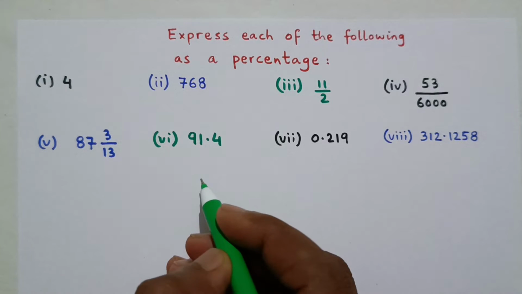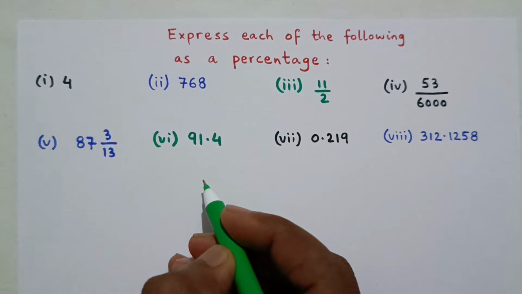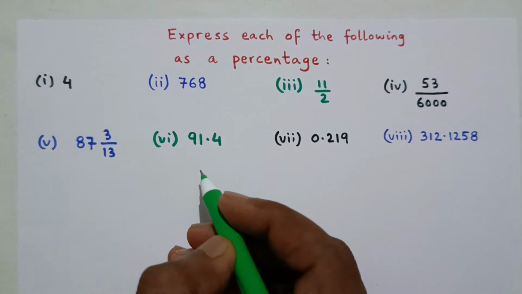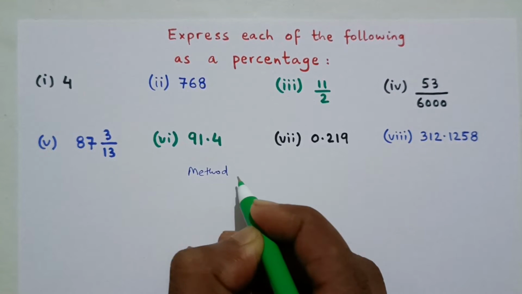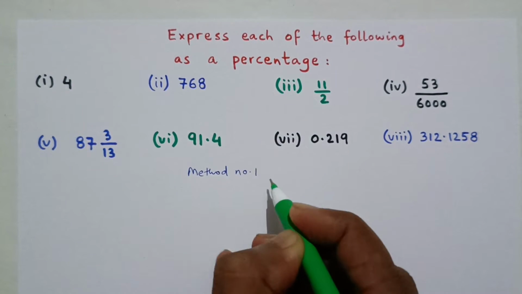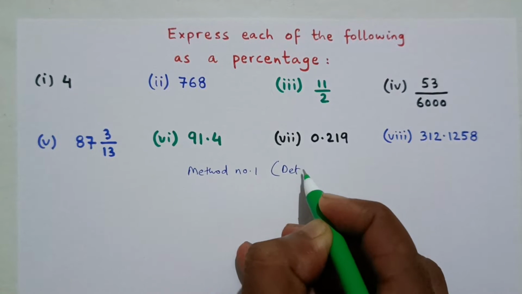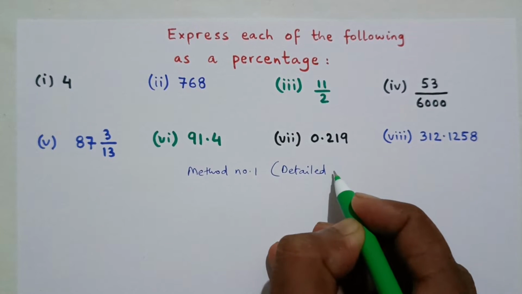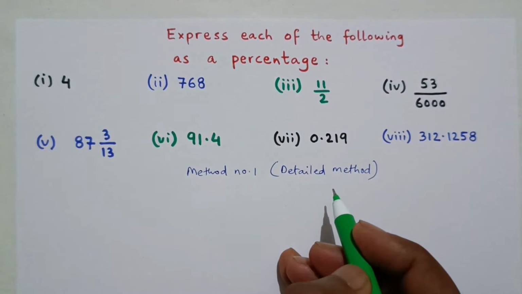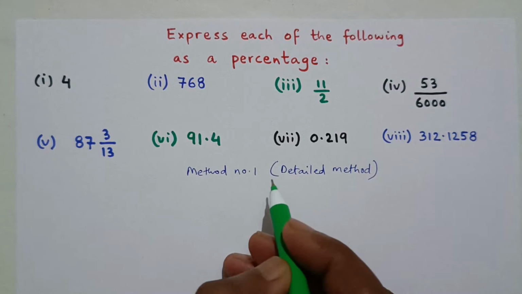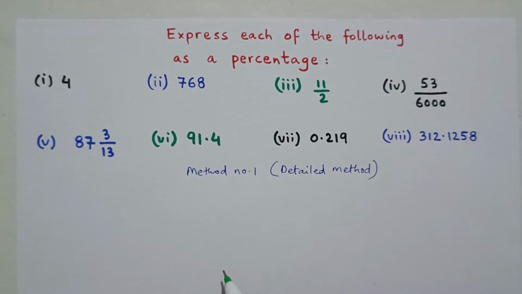So first let us solve it using method number 1, which is the detailed method. In this method we will understand what is happening. So therefore it is the detailed method, whereas method number 2 will be the faster method.